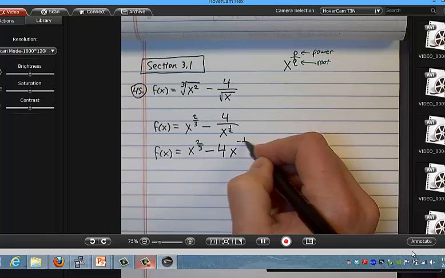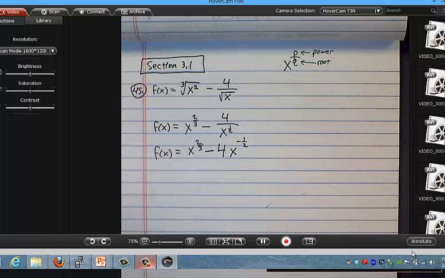Negative 1/2, because what does the minus sign tell me? It's basically saying take the reciprocal, so if it's in the numerator, it goes to the denominator. If it were in the denominator, it would go to the numerator. Okay? So now I've done rewriting. Now I'm ready to compute the derivative.